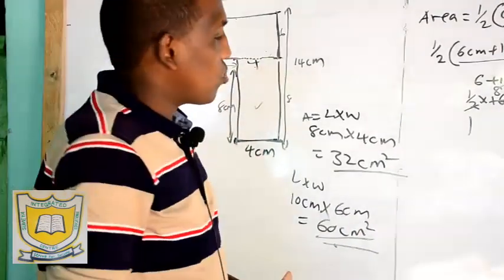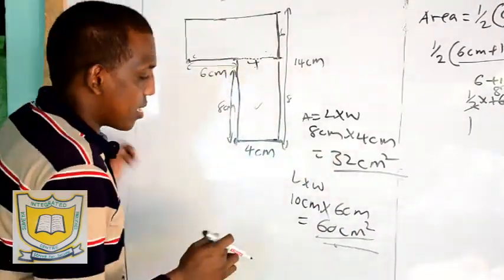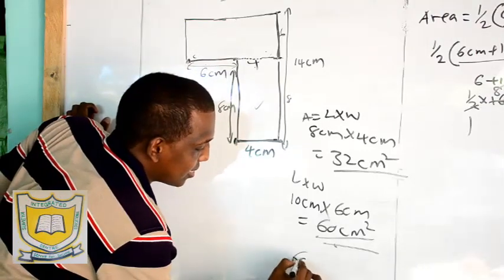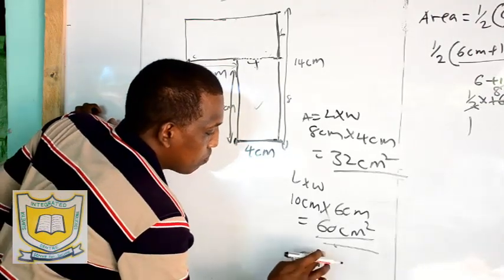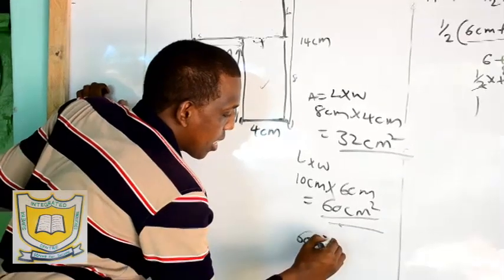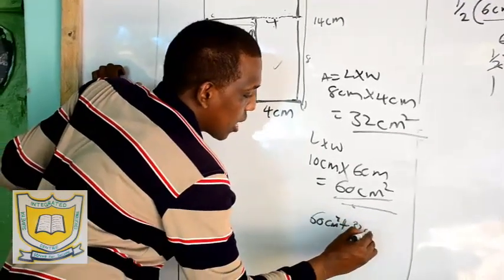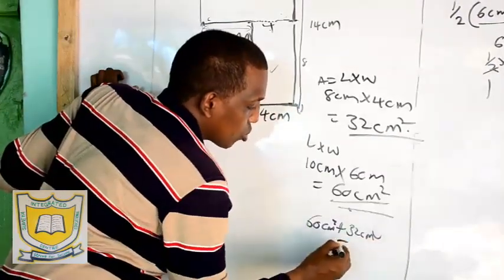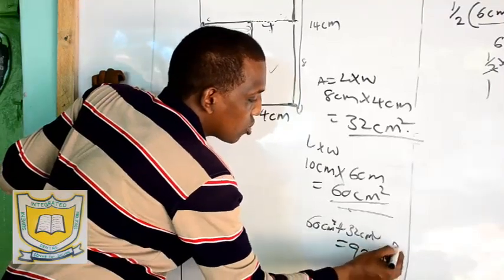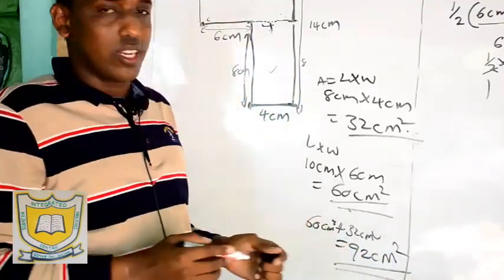Now what do we do? We add the 2. Let us add the 2. So we say 60 centimeter squared plus 32 centimeter squared. This one is equal to 92 centimeter squared. That's how you get the area of that figure.